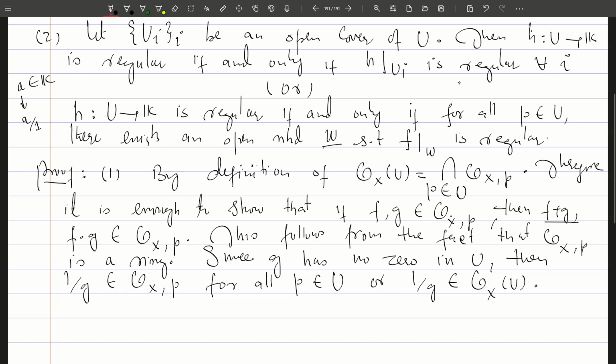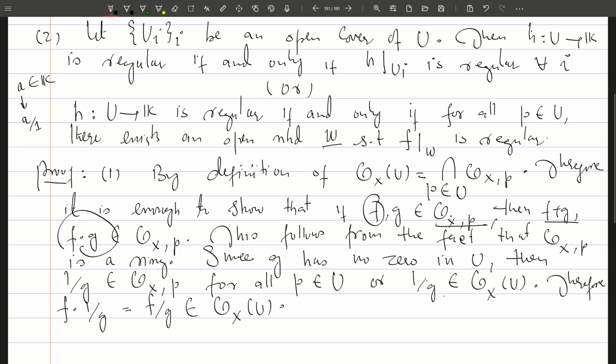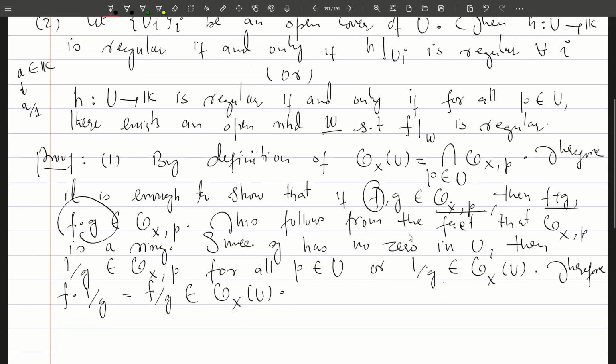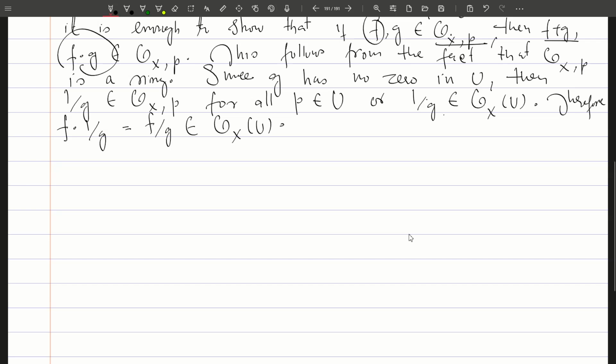Now using this part here, f is an element of OXU, 1 over g is an element of OXU. Then using the fact that their product is an element of OXU will give us the desired result. So f times 1 over g, which is the same as f divided by g, is an element of OXU. I mean, this is regular on U. This follows from the second part of the first item.